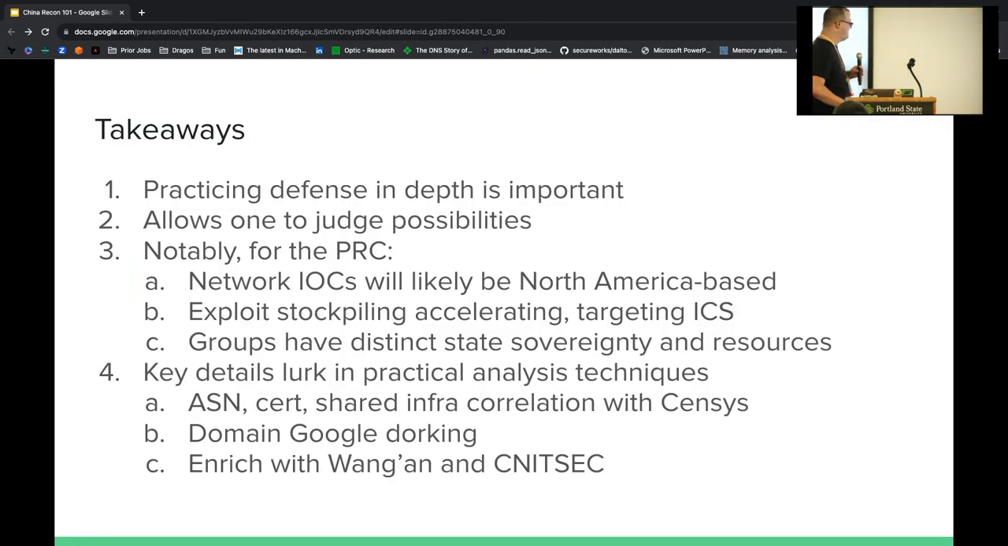Quick takeaways, and then I'll take questions. Takeaways: practicing defense in depth is important. It allows you to judge the possibilities, especially with something that could be as remote as state actors. Notably for the PRC, what I see coming is that network IOCs will likely be North American based, meaning you've got a VPS in North America, and then it's going to hit you when it comes to actual attack. For recon, it could be different. With VoltTyphoon, we found clear links back to China Telecom.